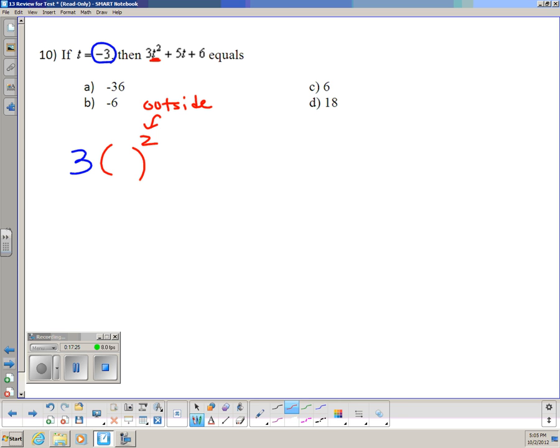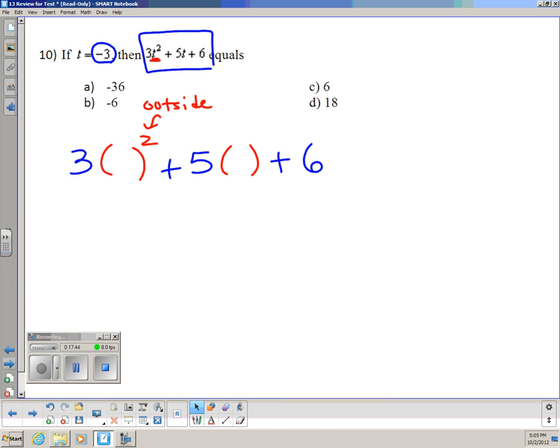So plus 5 times, I'm going to write myself a parentheses to represent that t, plus 6. So everything in blue was in the original expression. And the red is me just saying instead of a t, I'm putting parentheses. Now I'm ready to take the negative 3 and put it inside the parentheses. Now I have this nice and set up. And now I follow order of operations.